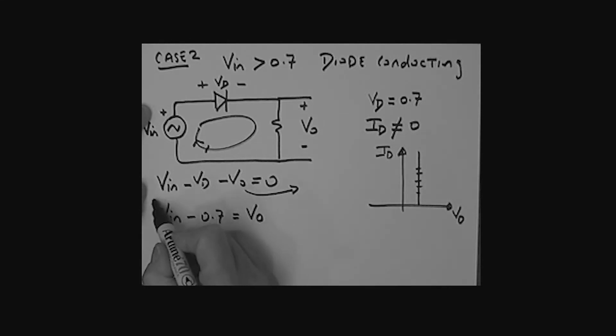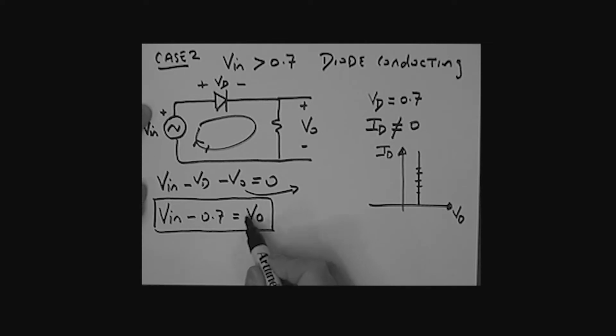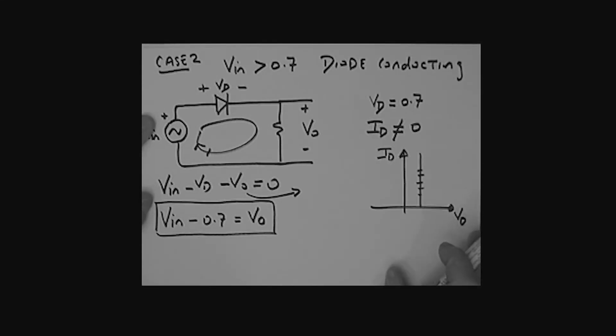So there is really my relationship now between the output voltage and the input voltage. The output voltage is really equal to the input voltage, but just 0.7 less than. Okay, so we're basically deducting 0.7 from the input voltage to determine the output voltage. And look, that is case 2. All right, let's now look at the last case.